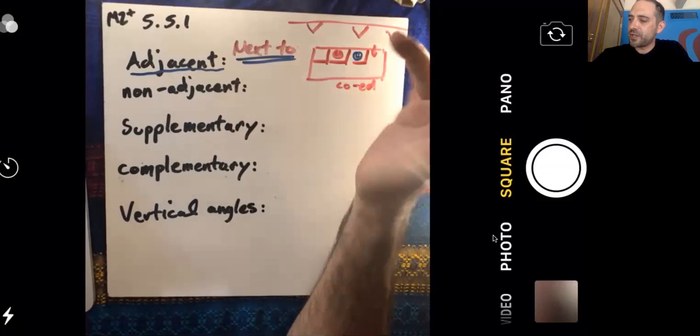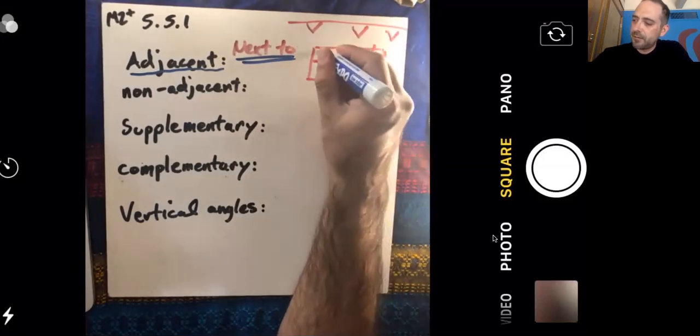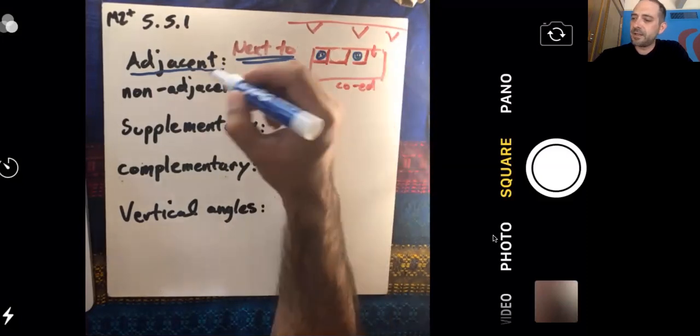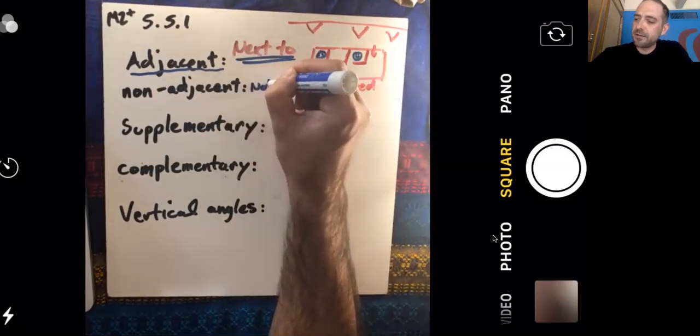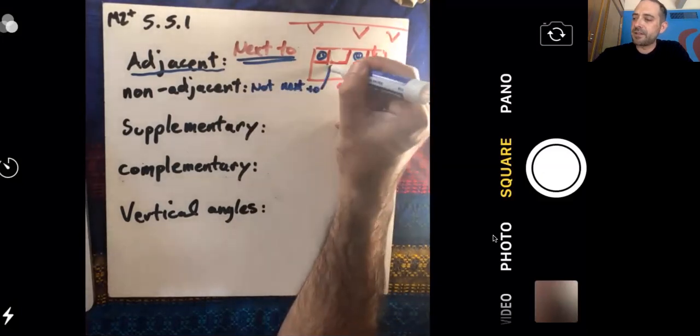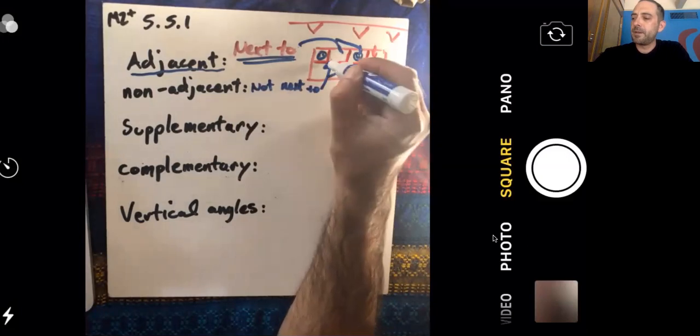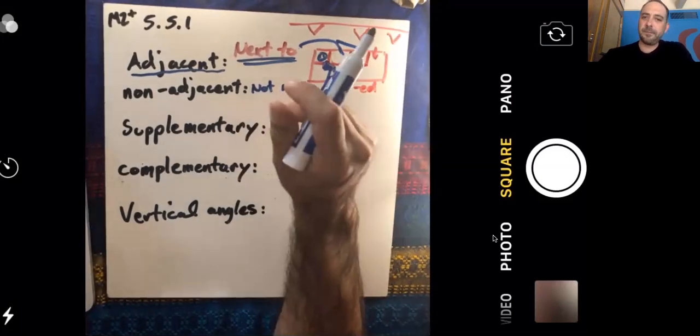So what do you think non-adjacent means? Non-adjacent would be, hey, you're there, I'm over here. Non-adjacent just means not next to, okay? Those are just basics. So not next to is this, next to would be if you were here and here, all right? So that is just the basics there.